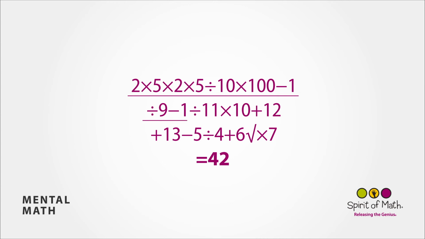Subtract 1 is 110. Divide that by 11 is 10. Multiply that again by 10 is 100. Adding 12 and then adding 13 gives you 125. Subtract 5 is 120. Divide that by 4 is 30 and add 6 is 36. Square rooting that number gives you 6 and multiply it by 7 at the end is 42.